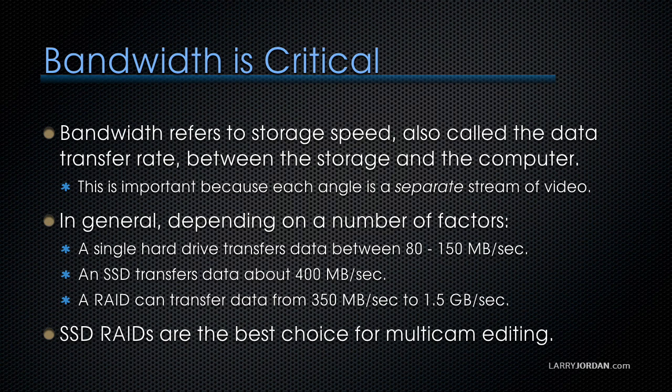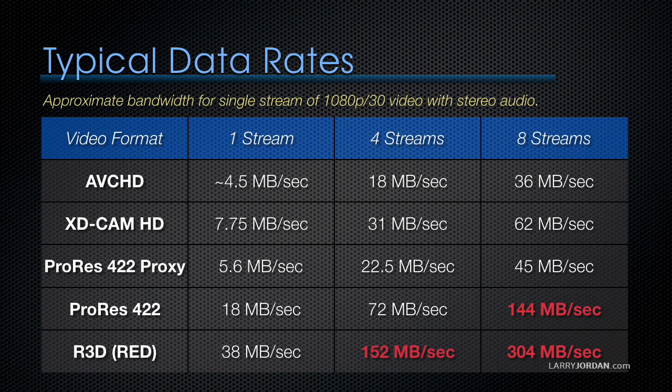Now, bandwidth is important because each angle is a separate stream of video. In general, depending upon a number of factors, a single hard drive transfers data between 80 and 150 megabytes per second. An SSD transfers data about 400 megabytes per second. And a RAID can transfer data anywhere from 350 megabytes per second to 1.5 gigabytes per second. And SSD RAIDs are the best choice for multicam editing. Here's some typical data rates, assuming that we're shooting 1080p video at 30 frames a second.